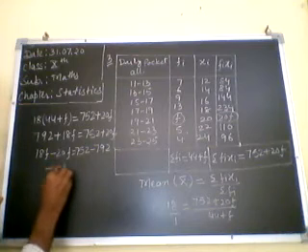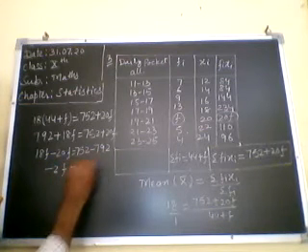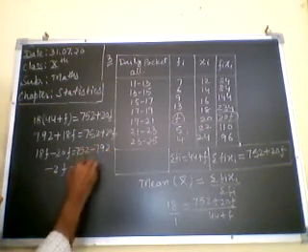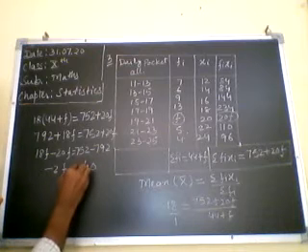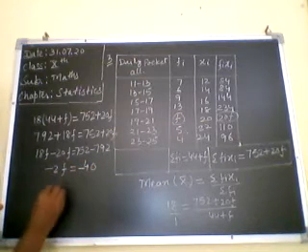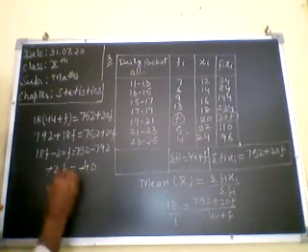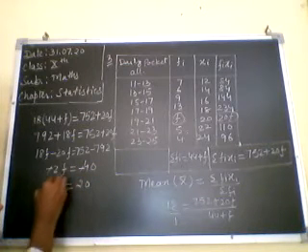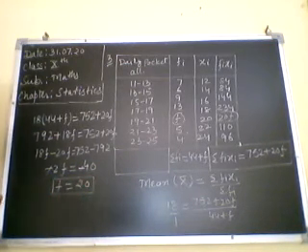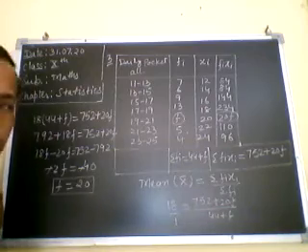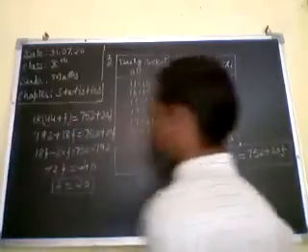So minus 2f is equal to minus 40, and minus cancels with minus. 40 divided by 2, so the frequency is 20. So the missing frequency which is not given in this question, that is 20.